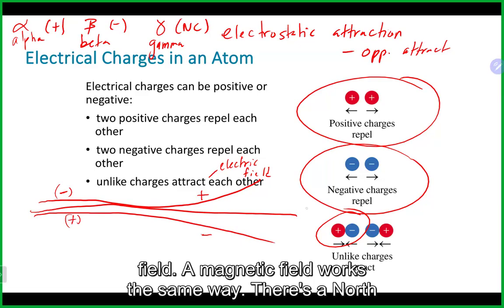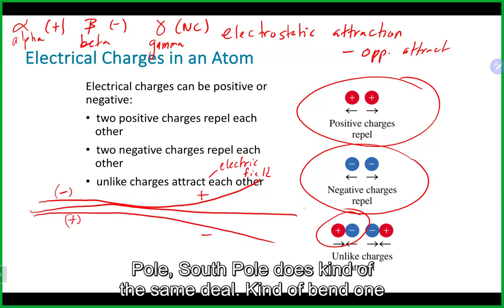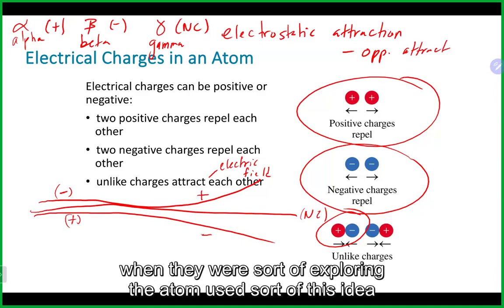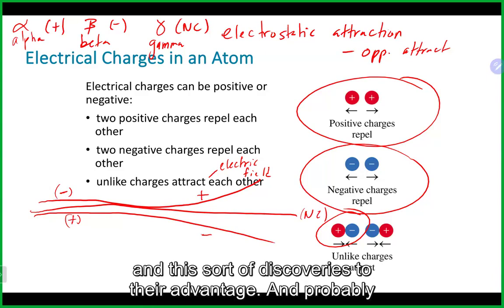A magnetic field works the same way. There's a North Pole and a South Pole, and it does kind of the same deal, bending one way or the other depending on the charge. So a lot of experiments, when they were exploring the atom, used this idea and these discoveries to their advantage.